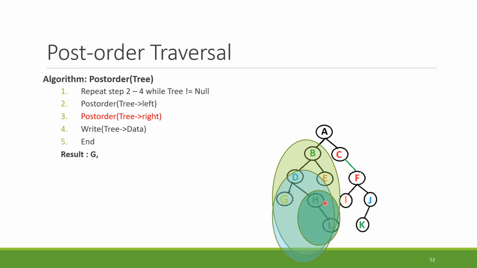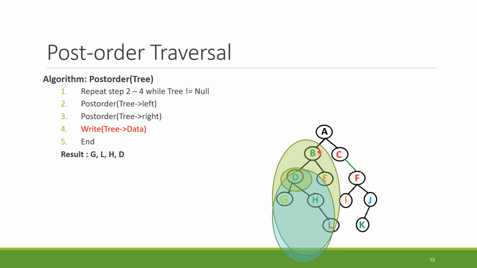In this right subtree, there is no left subtree, right? So go for the right subtree, which will be L. Then go for the root. So in this subtree, left, right, and root, right? Now in this subtree, left is already read, right is read. Now go for the root.